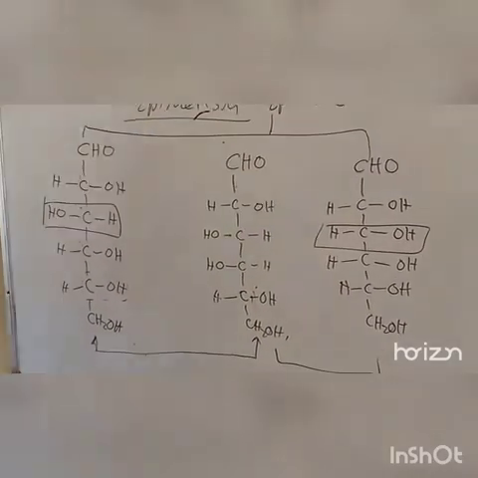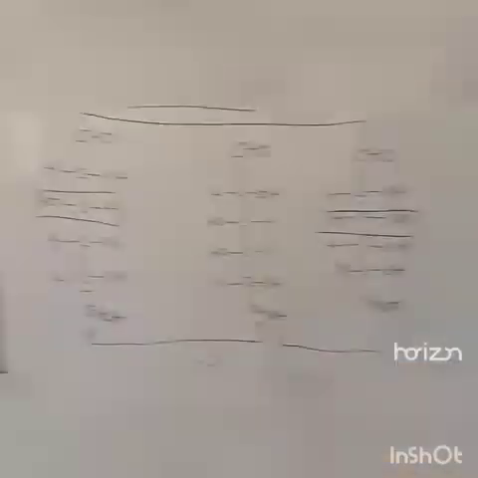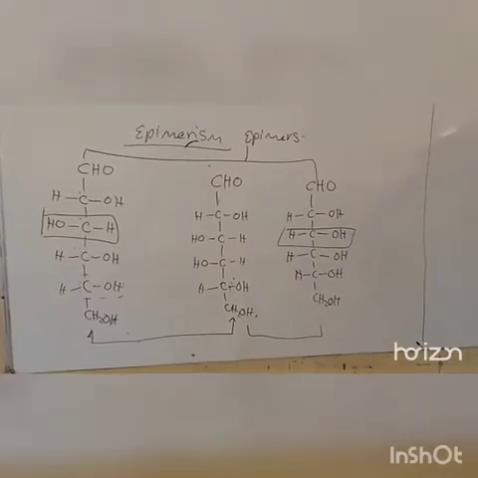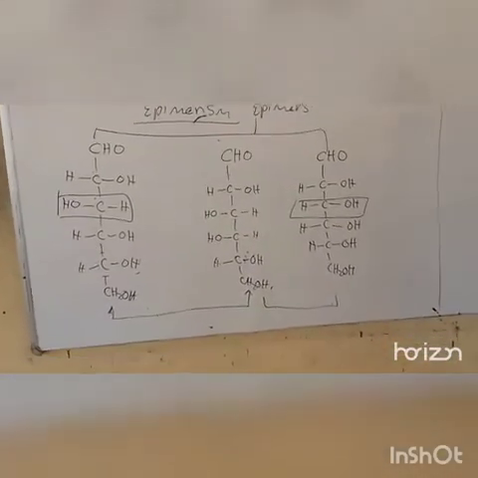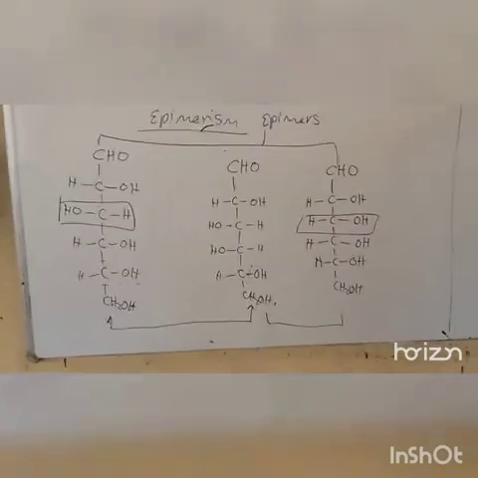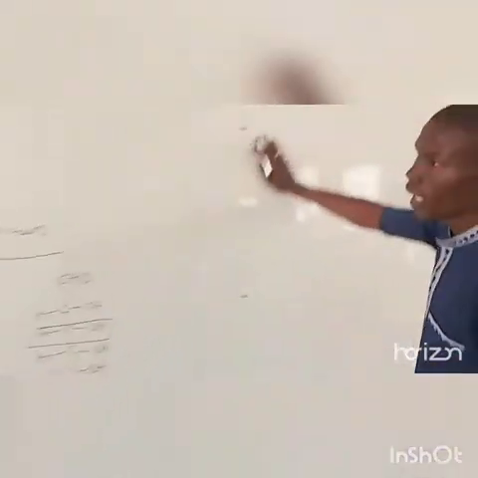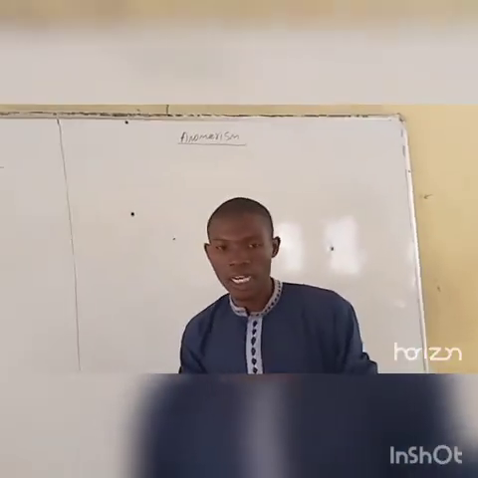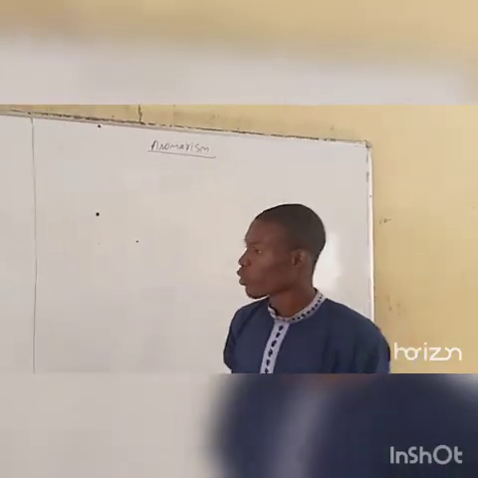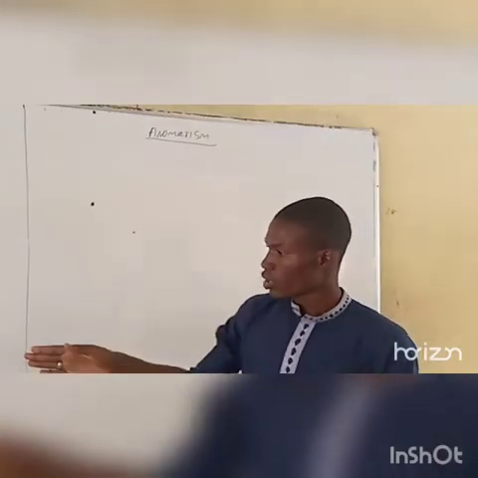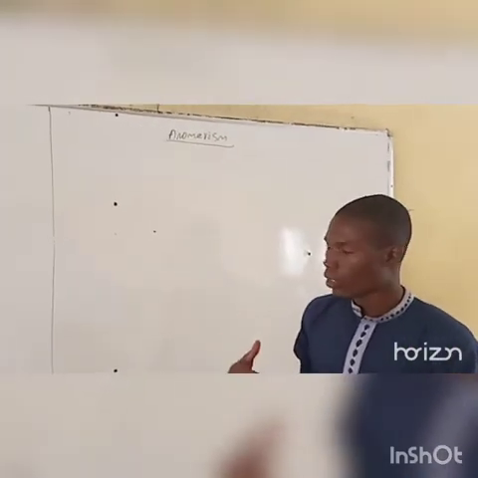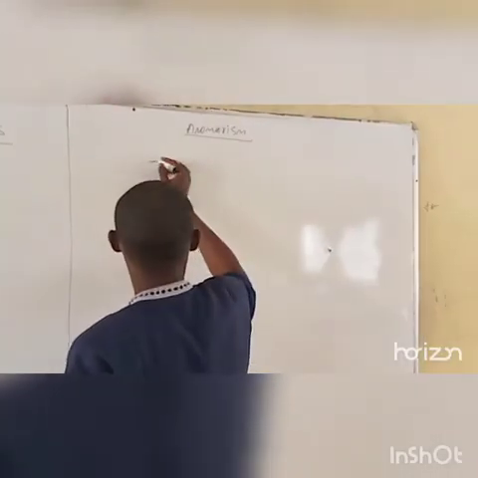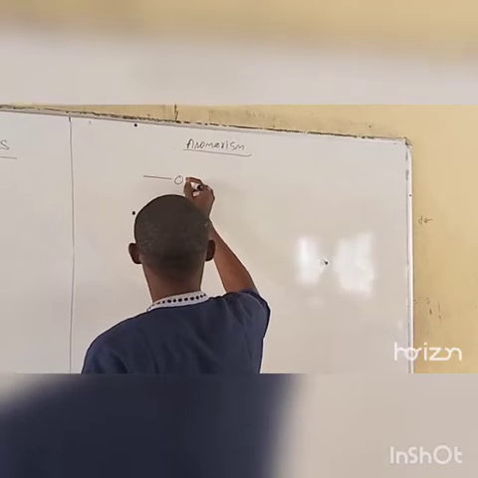So now we'll look at anomerism. Anomerism occurs in cyclic carbohydrates. The earlier ones occur in Fischer projection, but this one, anomerism, occurs in Haworth projection. Now let's draw an example.